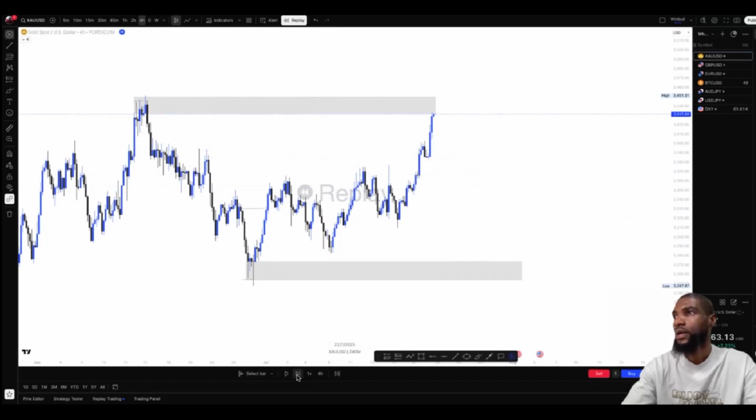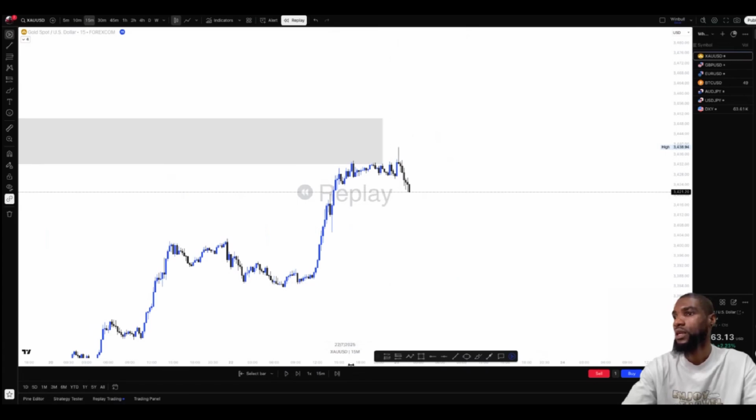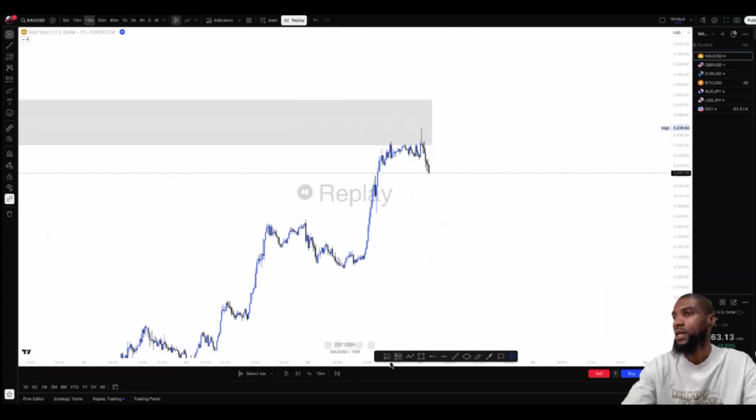So you can see that price taps into this level. So immediately price taps into this level, all I have to do is go to the 15 minutes time frame. Now what am I looking for on the 15 minutes time frame? I'm looking for a shift in market structure.